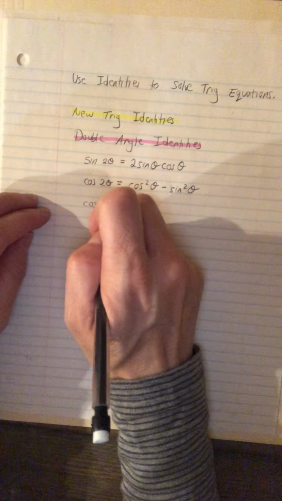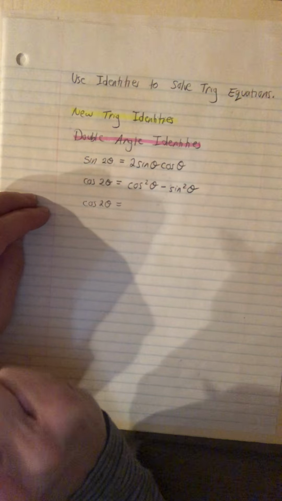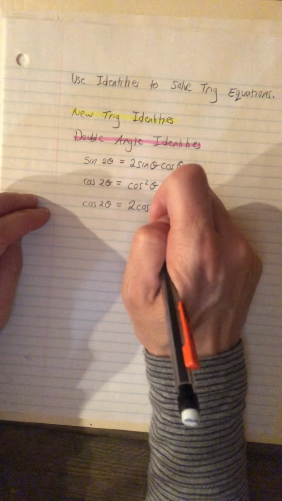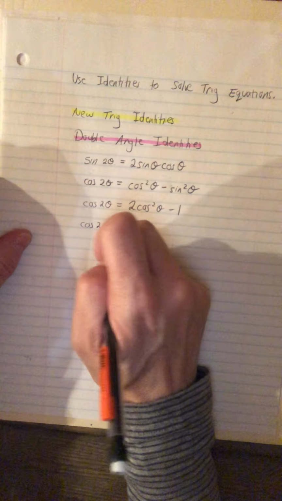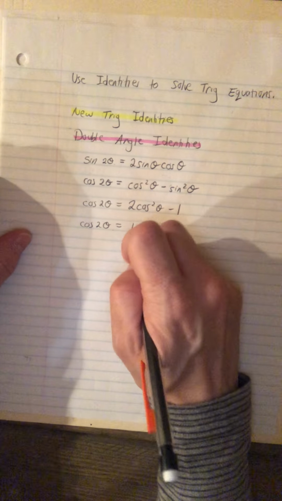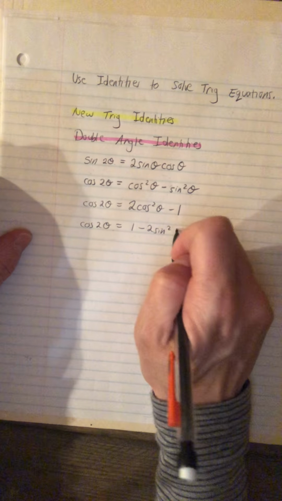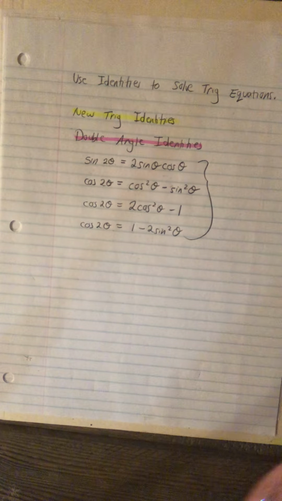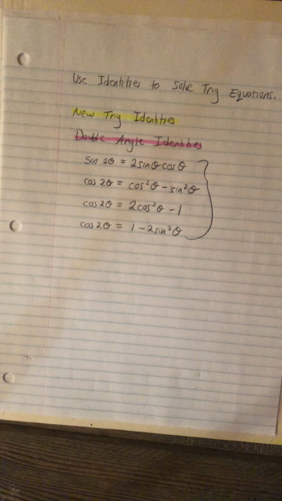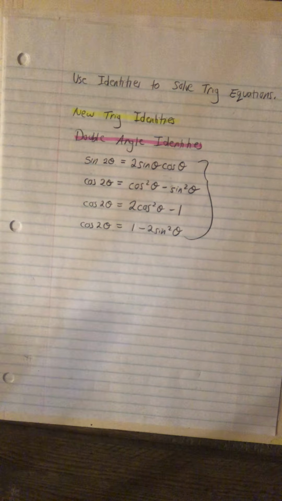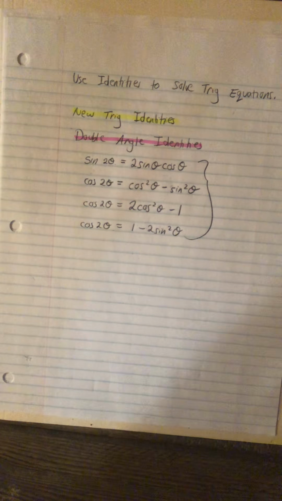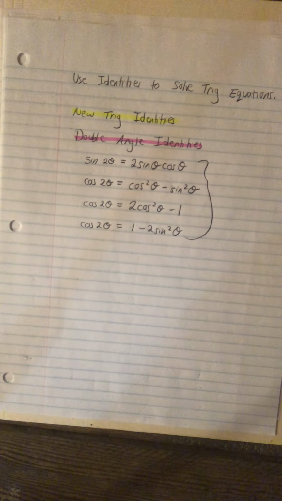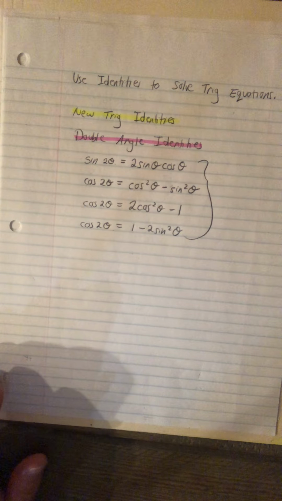Now, I said there's multiple. There's 3 cosine double angle identities. Cosine 2 theta is also equivalent to 2 cosine squared theta minus 1. And cosine 2 theta is also equivalent to 1 minus 2 sine squared theta. So these are our 4 new identities that we're going to be working with, plus the original identities that we already know, which are Pythagorean identities and reciprocal identities. We can still use those, but these are 4 new ones we're also going to work with.